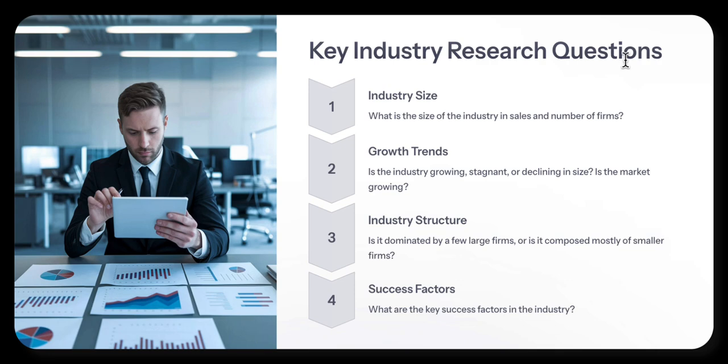So again, if you are going to get into a market that's growing, you better make sure you jump on the window of opportunity. If it's stagnant, that means it's not going up or down, it's just staying the same. Typically, the restaurant industry is a very good example of a stagnant industry. Declining in size means it's on the downside, something like the newspaper industry. Industry structure: is your industry dominated by a few large firms, or is it composed of mostly smaller firms?